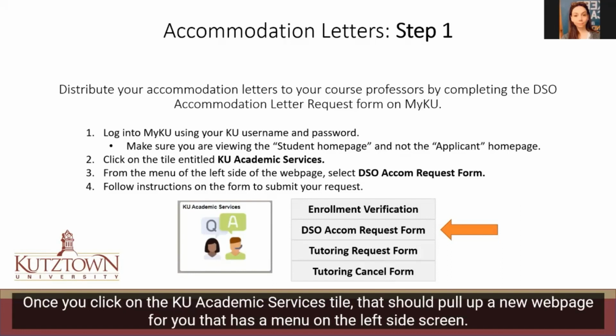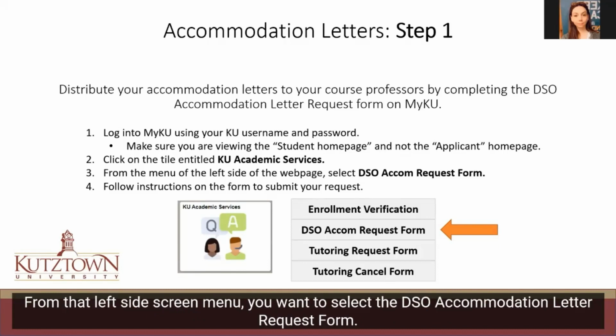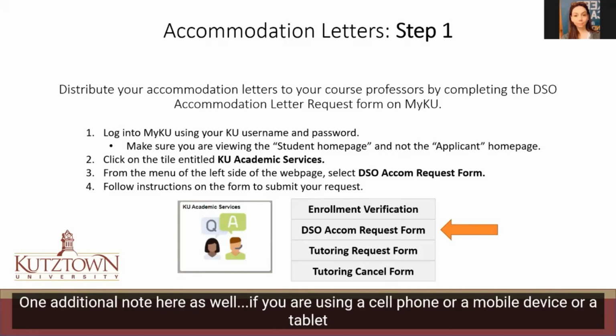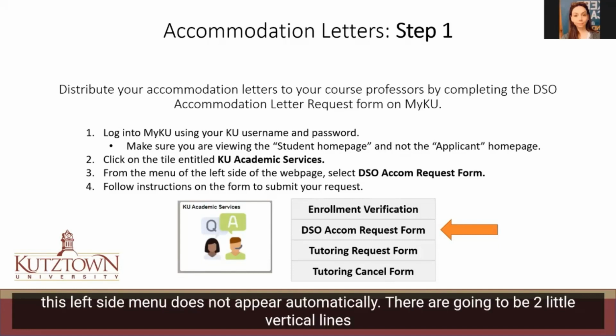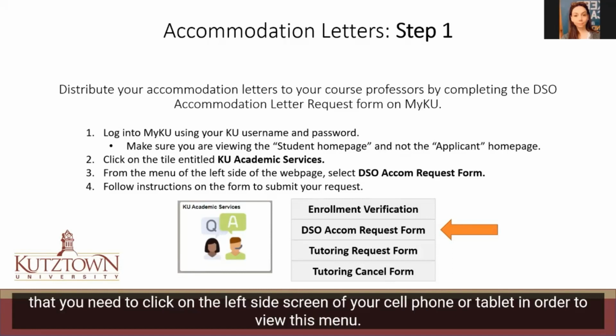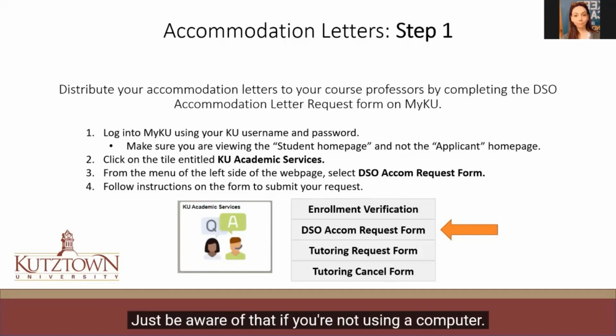Once you click on the KU Academic Services tile, that should pull up a new web page for you that has a menu on the left side of the screen. From that left side menu, you want to select the DSO Accommodation Letter Request form. One additional note here as well. If you are using a cell phone or a mobile device or a tablet, this left side menu does not appear automatically. There are going to be two little vertical lines that you need to click on the left side of the screen of your cell phone or tablet in order to view this menu. So just be aware of that if you're not using a computer.